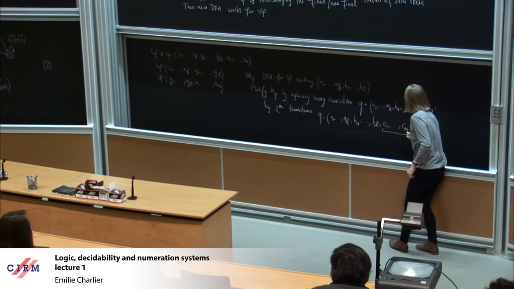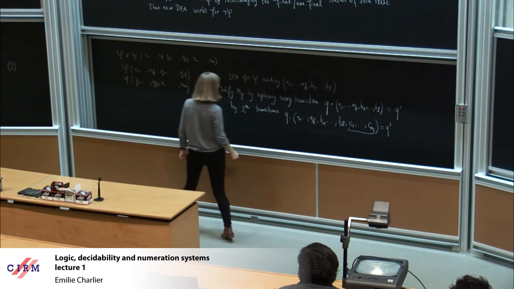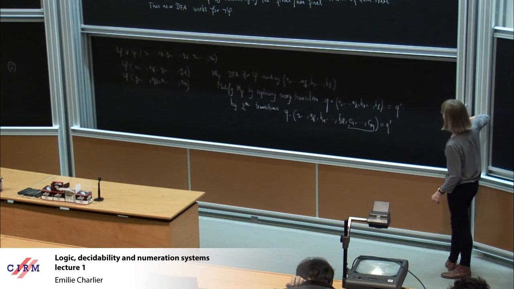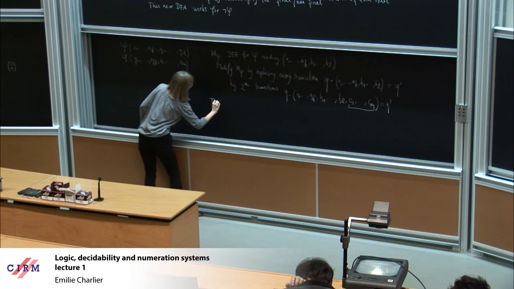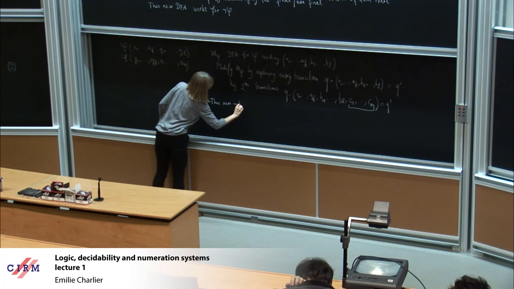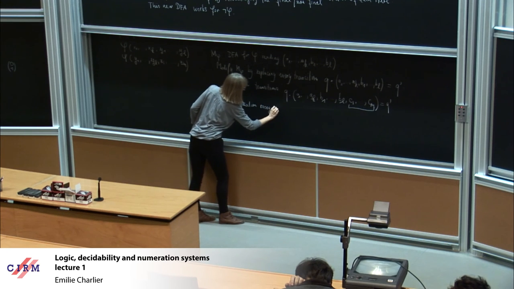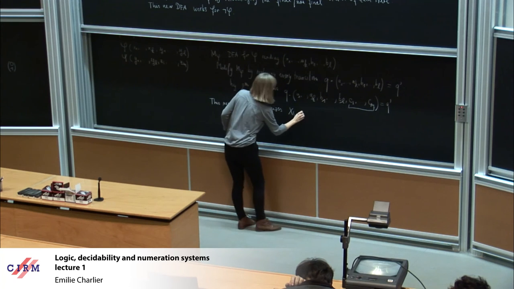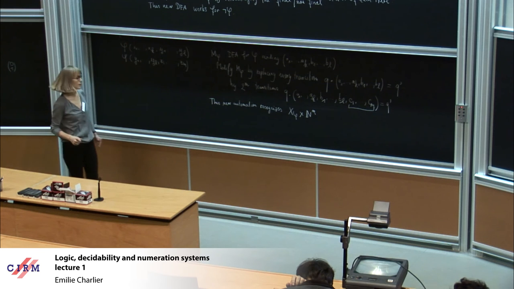So you have 2 to the m choice because we're in base 2. It's k to the m choice if we're in base k. And so this means that this new automaton, so modified M phi, it recognizes X phi times N to the m. We have no constraint on the last m variables.